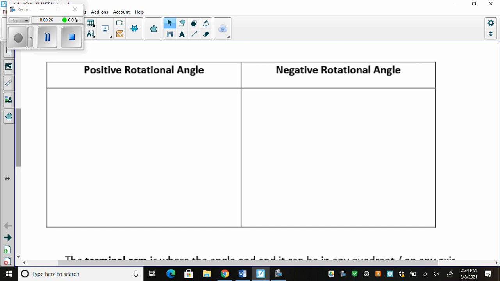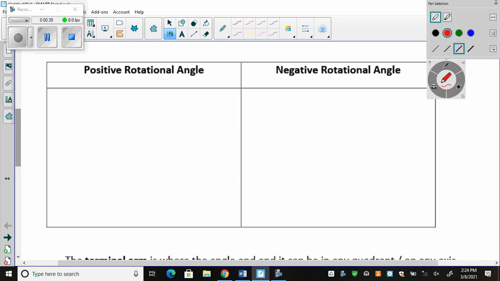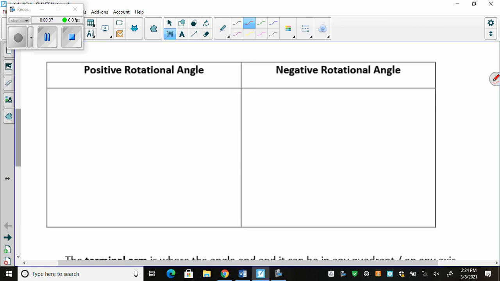Your unit circle is in positive rotational angles, so it goes 0 to 360, right? So for example, for positive rotational angles, I'm going to draw and label my arms so that I know it's positive. So this is 0, 90, I'm going to do it in degrees for now, 180, 270, and then this goes back to 360.